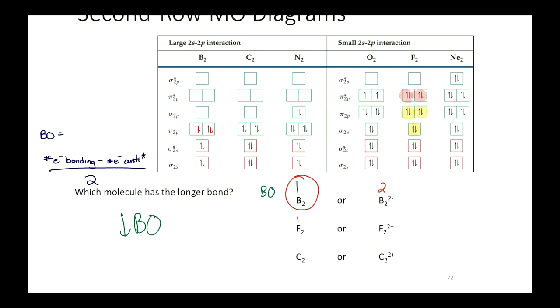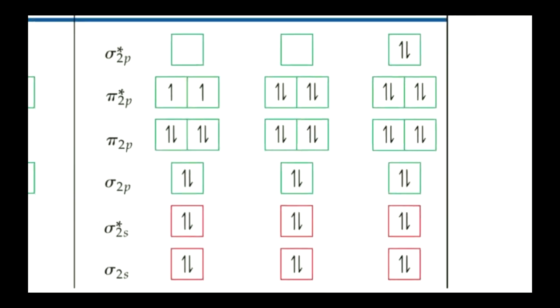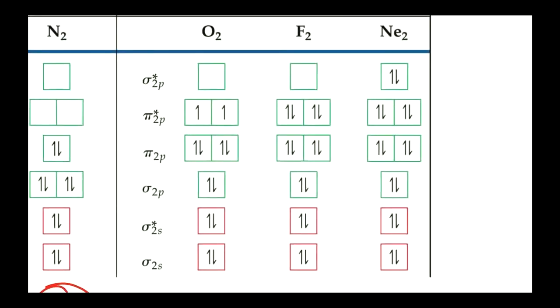Okay, great. What if we make the cation? So we're not adding electrons now, we are removing them. But what electrons do we remove? Any of them? No, we remove the highest energy ones. So if we remove the highest energy electrons in diatomic fluorine, what kind of electrons are they?